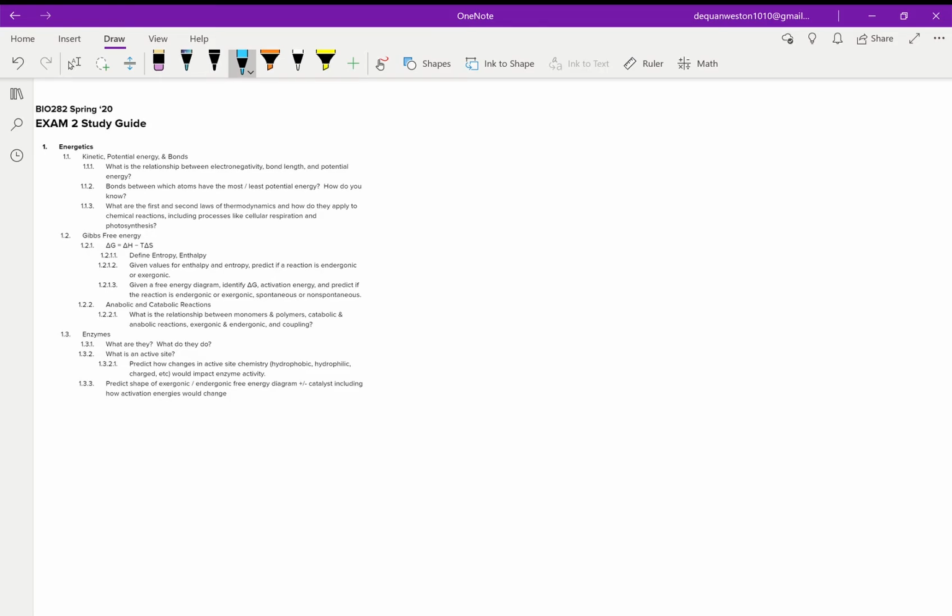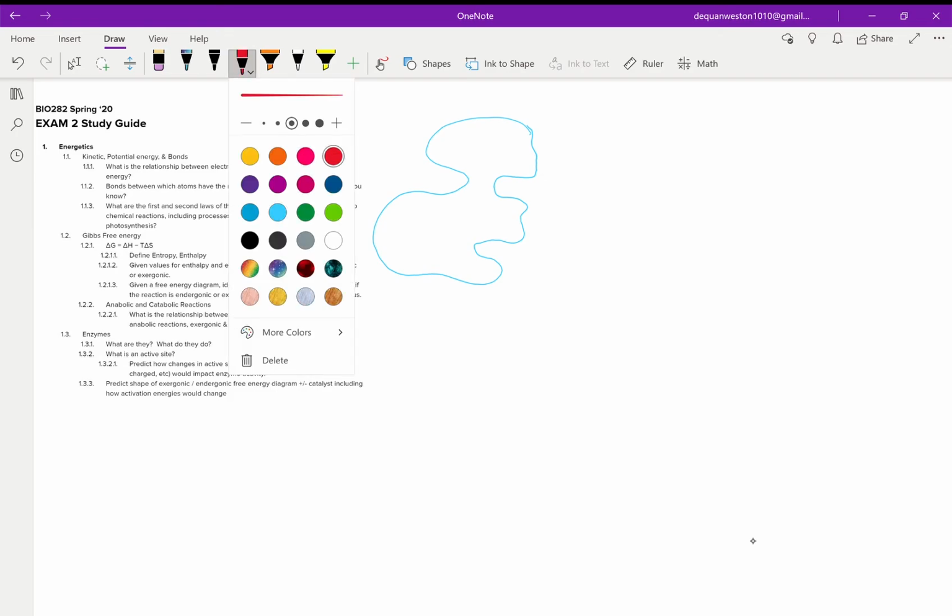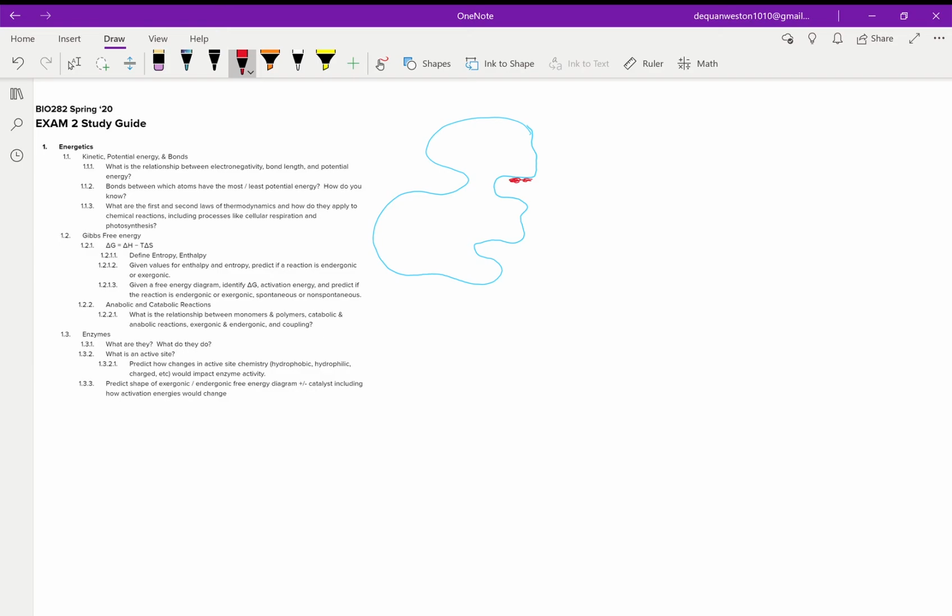Alright, so next we'll talk about enzymes: what they are, what they do, what the active site is, and how to predict how changes in active site chemistry matter, all that stuff. So, what is an enzyme? An enzyme is something, we'll draw it as this blob. And we'll say these are the active sites right here. Boom, these are active sites.